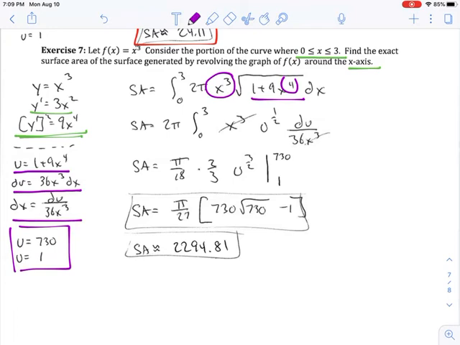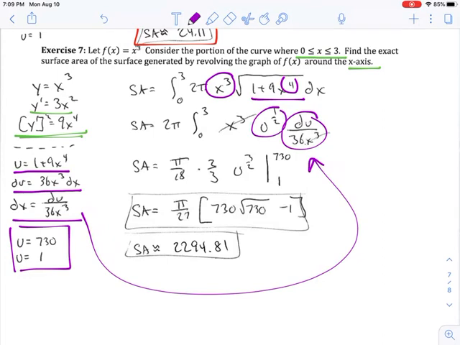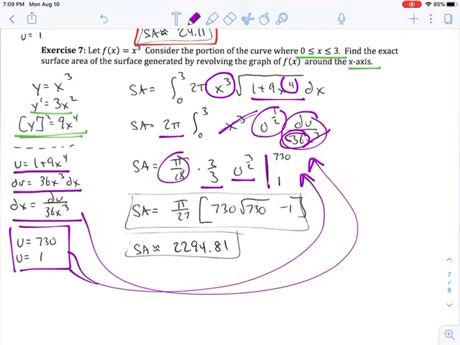Plugging all that in. There. The x cubes cancel out. That 36 goes underneath that 2 pi and simplifies to pi over 18. And then u to the 1/2 is u to the 3/2 times 2/3, evaluated from 730 to 1.